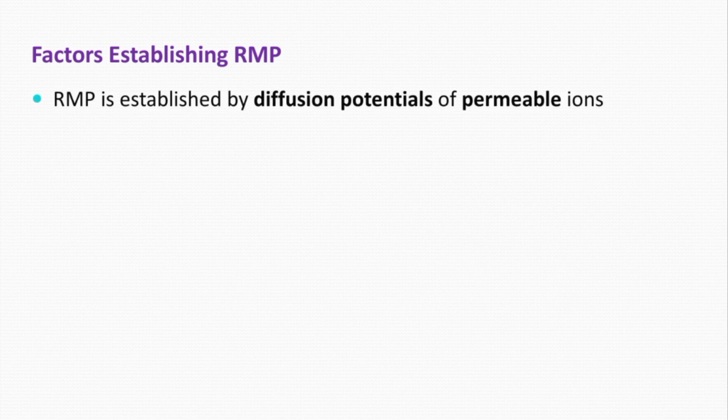Now there are various factors which establish the resting membrane potential. Actually, it is established by the diffusion potentials of permeable ions, that is the ions which can pass through the cell membrane. Each permeable ion attempts to drive the membrane potential towards its equilibrium potential.